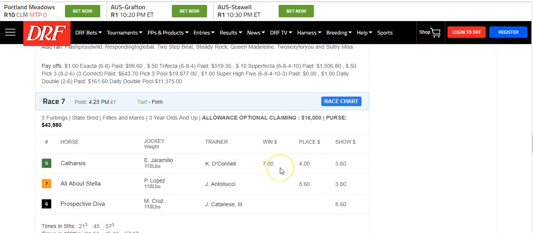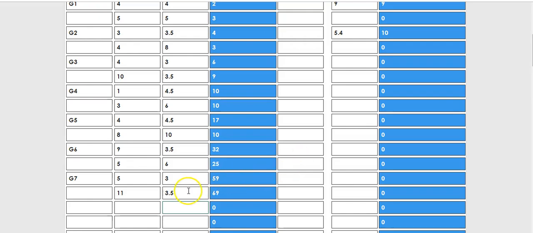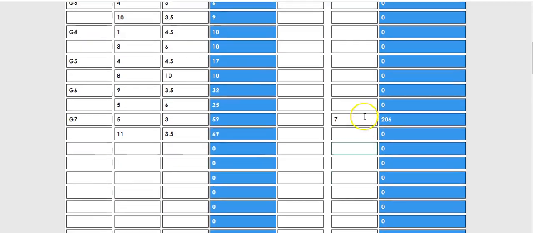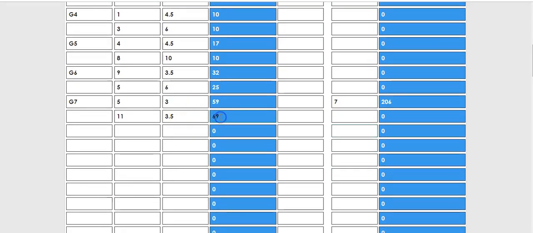The 5 won the race at $7, okay? So again, if you had that coverage, you would have gotten back here, 7,206, you'd have $166 back. You're still in the game. Remember, you had that loss. You still had $69 invested.